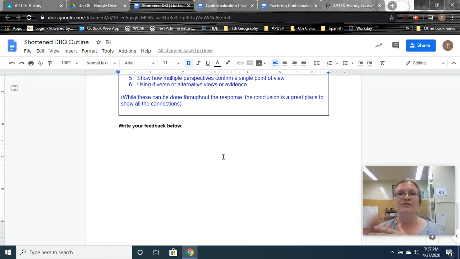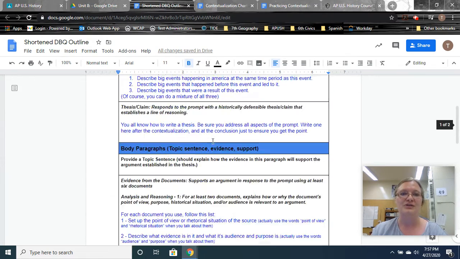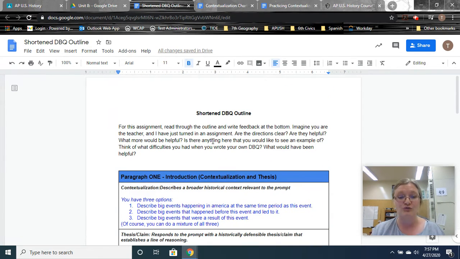Then I can pull in. If you need an example of contextualization, I can write an example and show you this is what it should look like. Or if you don't understand what the phrase diverse or alternative views and evidence even means, I can explain that better or further. So your first assignment for this week is to read through this and give me feedback. And I don't want it to be a good job. Let me know if it's helpful. Let me know how it's not helpful, how it could be more helpful, and on and on.